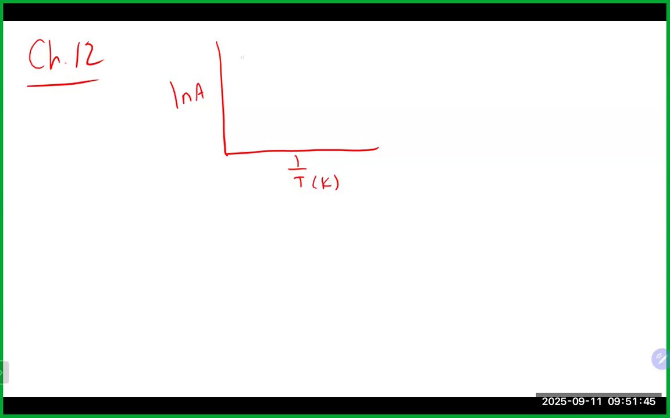Okay, we're continuing on here, chapter 12 to wrap it up, hopefully. Last time we got into temperature dependence on the rate of the reaction. We saw the Arrhenius plot where we do the natural log of A over 1 over the temperature in Kelvin. That again will give us a linear relationship with a negative sloping line, where the slope of that is equal to minus Ea over R.